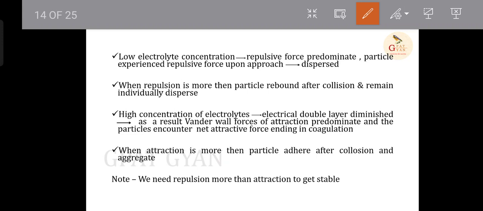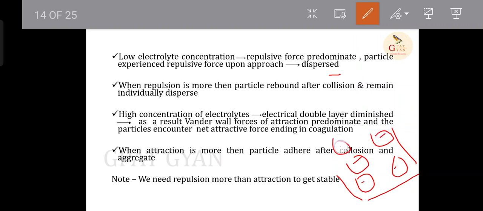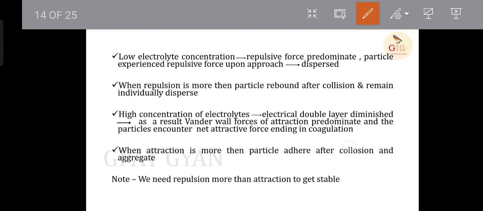I have already explained in the first slide what happens if we add electrolyte, meaning the concentration of electrolyte is increased. And if the electrolyte has a lower concentration, what will be the case? You can see here that the DLVO theory states that at low electrolyte concentration, repulsive forces predominate. Particles experience repulsive force upon approach, so they will be dispersed. Try to understand: if a repulsive force is present, like the dispersed phases having the same charge, negative and negative, some repulsive force will act, and in that case they will not agglomerate or aggregate, and they will not settle down. They will properly disperse in the dispersion medium, and that is the case of any proper stable colloidal dispersion system.